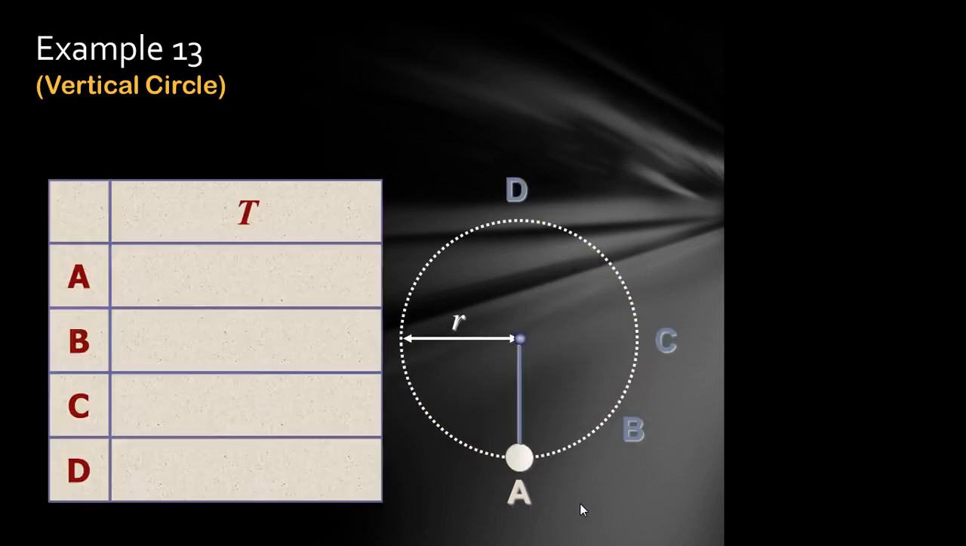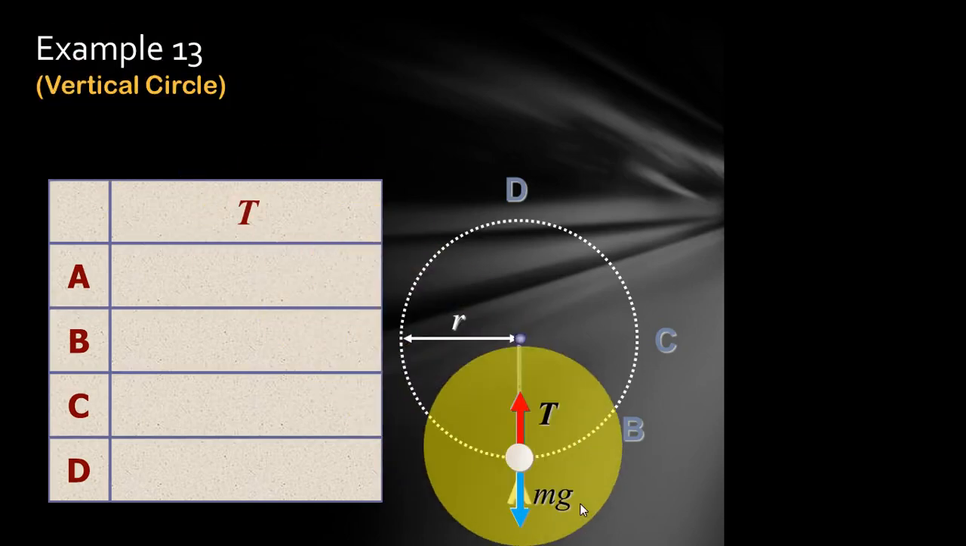Okay, so this should be under example 13. I want to find the forces acting on my object at point A for a pendulum being oscillated in a vertical circle, because I want to know what the tension in the string is, and whether the tension in the string will actually change between different points or not, or is it constant? We know the case for horizontal circular motion, the tension must be constant. Right, so let's look at this point.